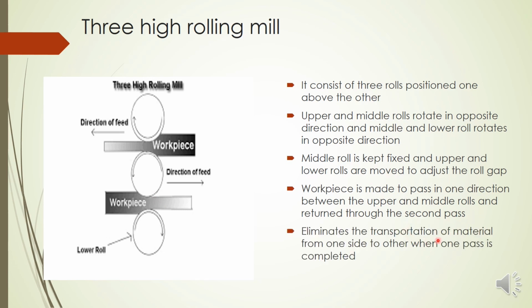It eliminates the transportation of material from one side to the other when one pass is completed. If compared to a 2 high roll mill, if we want to reduce the size more, we have to pass it through the rolls once again. But in this case it is not required. We can go for 2 passes in this 3 high roll mill.